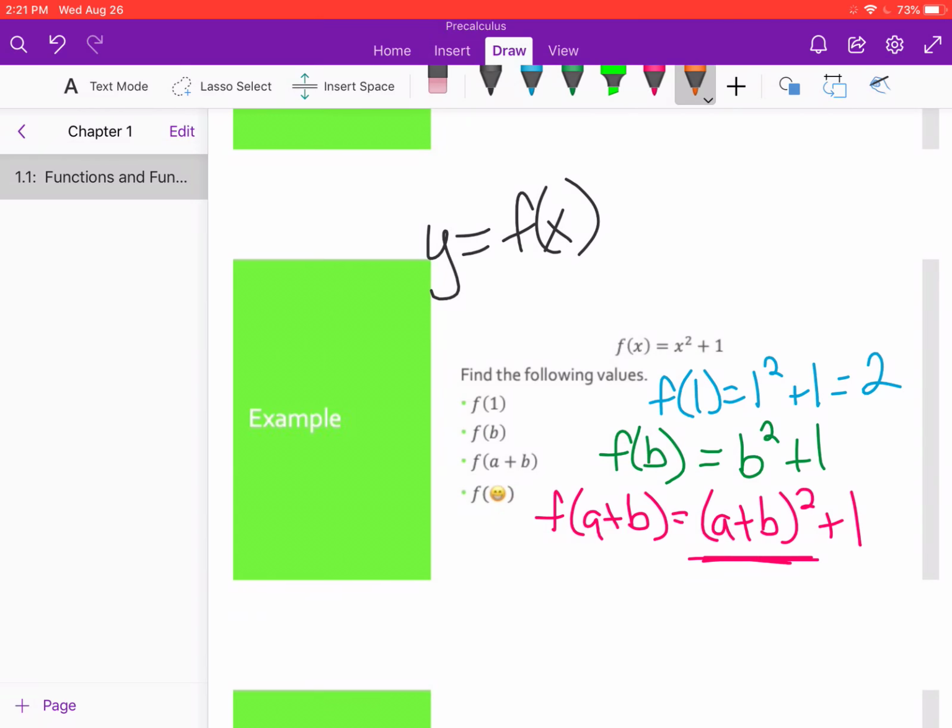Last one, f of smiley face. This one's a little bit different yet, because we had numbers, letters, and now we just have a smiley face. It still works the same way. So we have smiley face squared plus 1. All we're doing is substituting in values and simplifying.